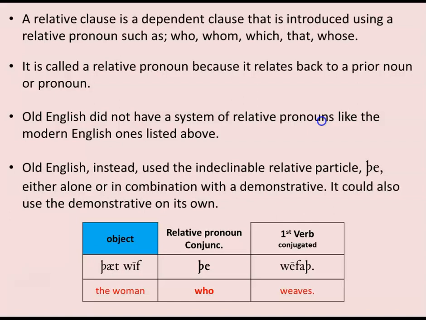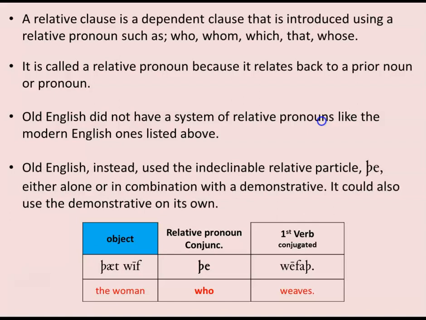It is called a relative pronoun because it relates back to a prior noun or pronoun, which is called the antecedent. Old English did not have a system of relative pronouns like the modern English ones listed above. Instead, what they had to do was to make use of the indeclinable relative particle. Indeclinable means it didn't change form; it just had this form of the thorn symbol and e, þe. It did not change according to case, number, or gender, and so it was indeclinable.